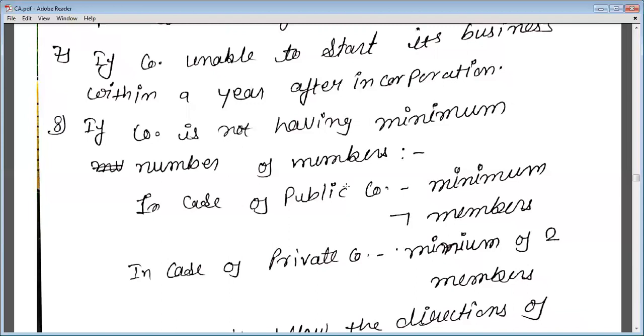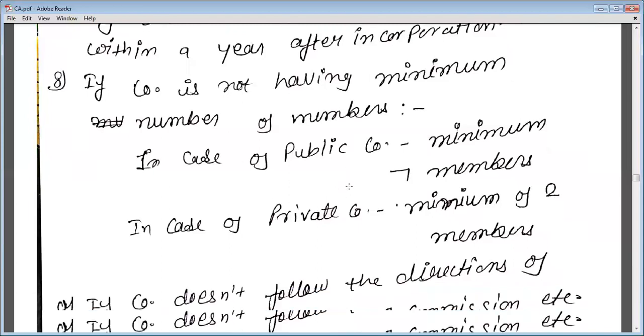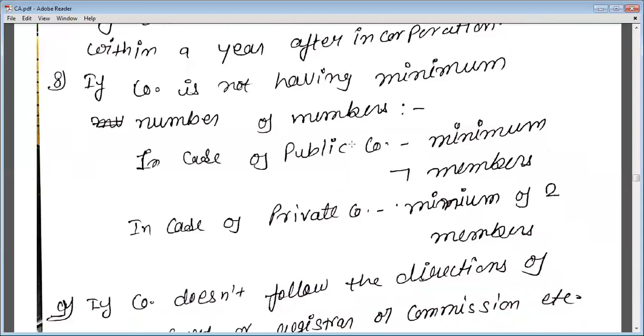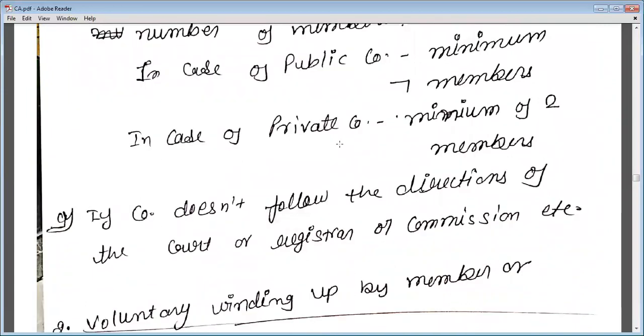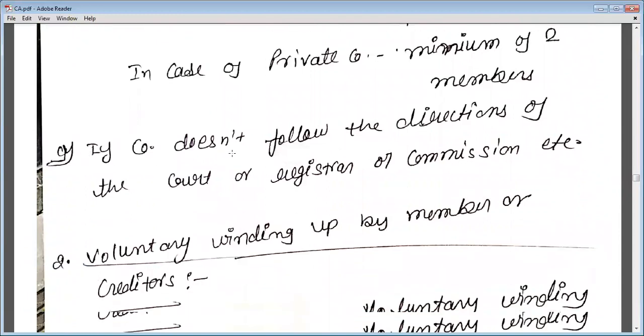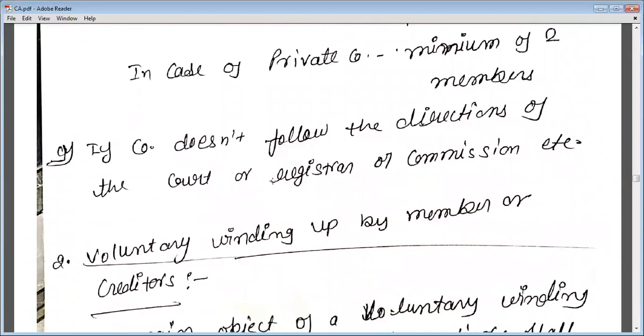to liquidate your company. Okay, तो अगर आपके पास पब्लिक कंपनी केस में 7 members मिनिमम नहीं है, प्राइवेट कंपनी केस में 2 members नहीं है मिनिमम, then in that case the court or law आपको wind up करने का order दे सकते हैं.